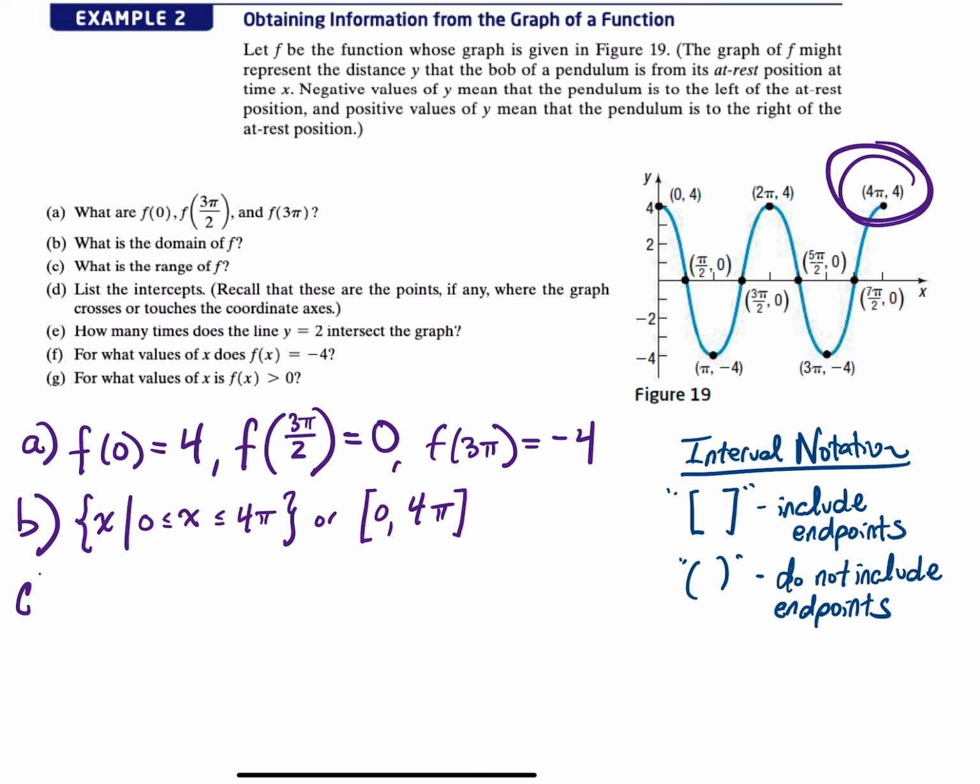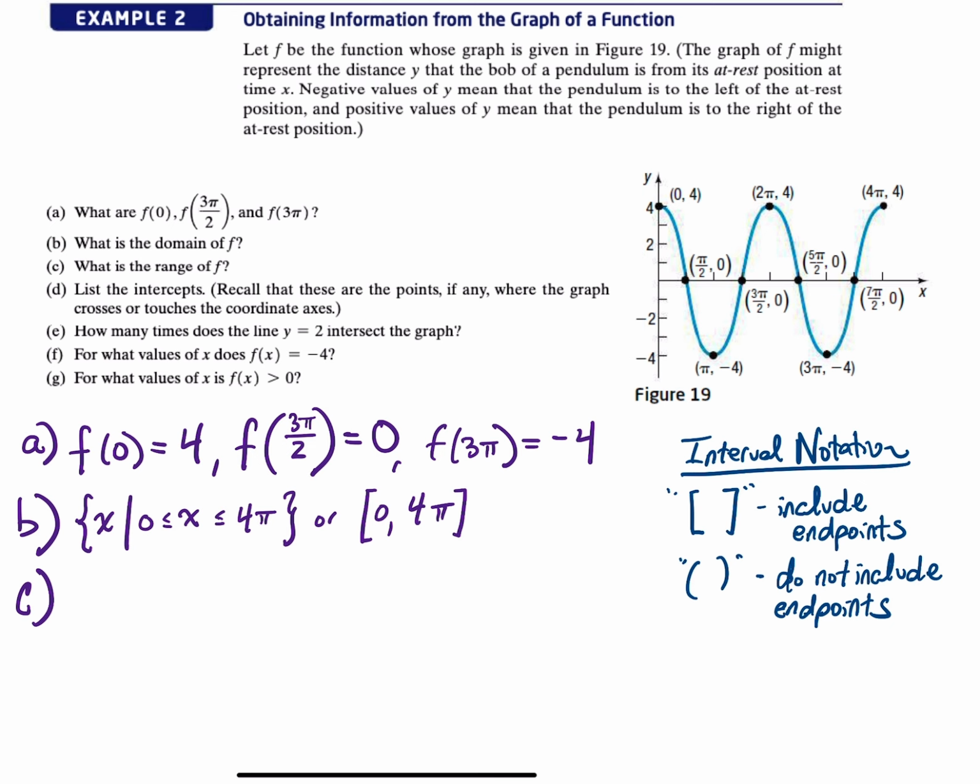C is asking for the range of the function. So the domain is the set of all of our inputs. The range is the set of all possible outputs. So instead of looking across the x-axis, we would look across the y-axis. For domain, start from the left and go to the right. For range, start from the bottom and go to the top, because you want to start at the minimum y value, or the minimum output, and then end at the maximum output.